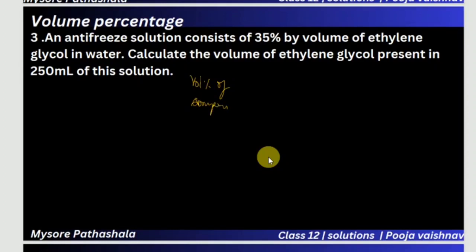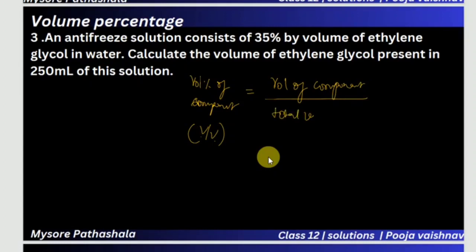Volume percentage of a component, we have a formula like this. It is denoted by V by V, so in the numerator and denominator we have volume only. So volume of component divided by total volume of solution into 100.